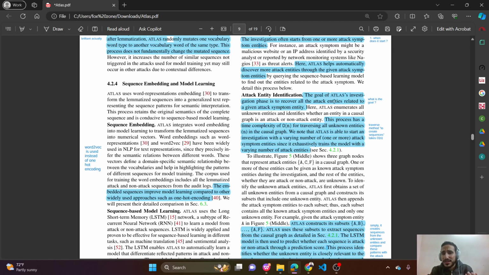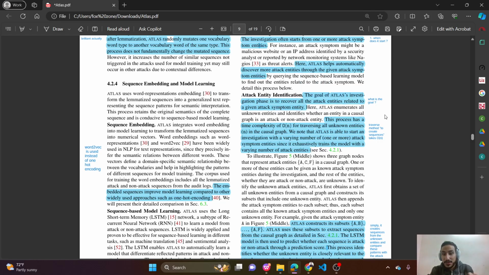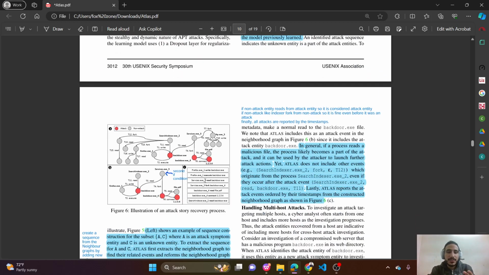What is the goal? The goal of the Atlas investigation phase is to recover all the attack entities related to the given attack symptom. And I've just told you how this happens by building the sequences and feeding them to the model. But how can we build the sequences? This is done by traversing, and traversing is of complexity O of n. And while traversing, let's study this. Let's assume I have these attack alerts. So I'm going to build the neighborhood graph, which is optimized, so I will take into consideration these entities only.